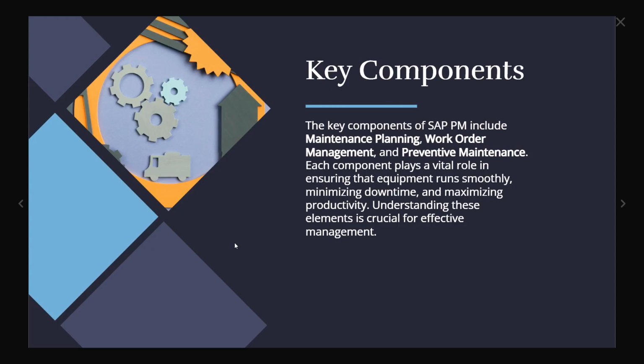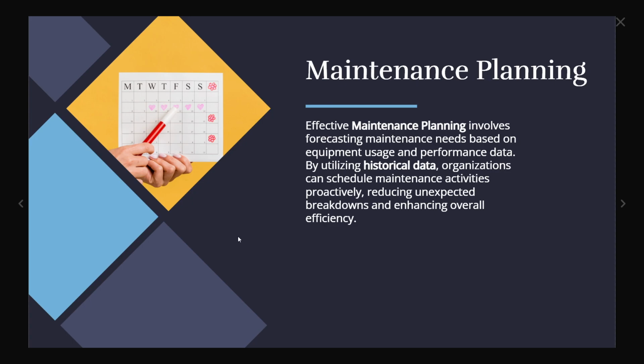So next, let's discuss maintenance planning. So effective maintenance planning involves forecasting maintenance needs based on equipment usage and performance data. By utilizing historical data, organizations can schedule maintenance activities proactively, reducing unexpected breakdowns and enhancing overall efficiency.